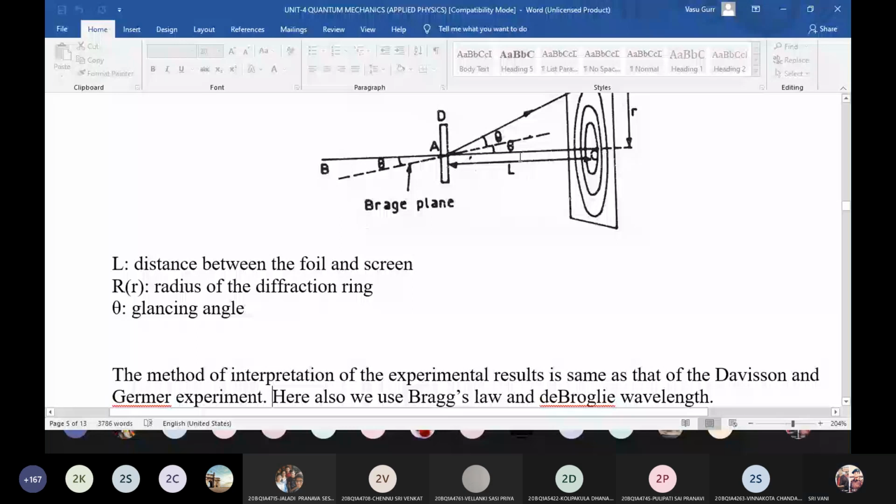The name is diffraction angle only. We denoted this theta as the diffraction angle for light. That's the new name given by quantum mechanics for matter, the glancing angle.